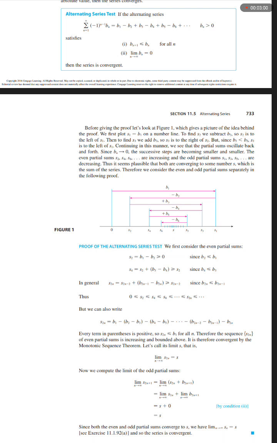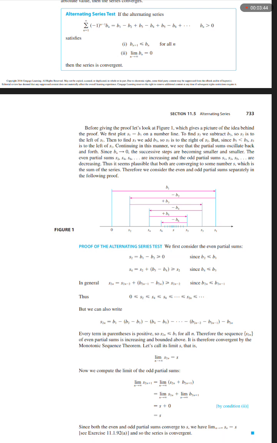Before giving the proof, let's look at figure 1, which gives a picture of the idea behind the proof. First, we plot s sub 1 equals b sub 1 on a number line. To find s sub 2, we subtract b sub 2, so s sub 2 is to the left of s sub 1. Then to find s sub 3, we add b sub 3, so s sub 3 is to the right of s sub 2. But since b sub 3 is less than b sub 2, s sub 3 is to the left of s sub 1.